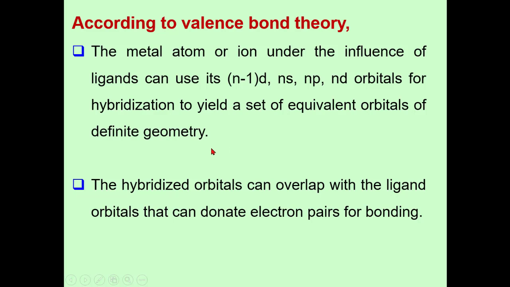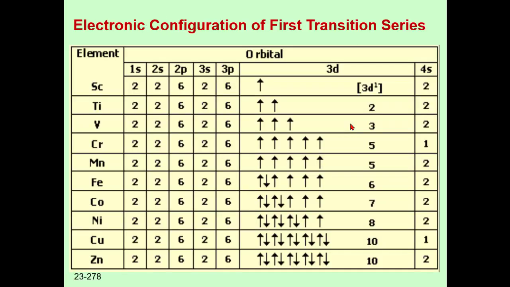So the hybridized orbitals can overlap with the ligand orbitals that can donate an electron pair for bonding, and then the new structure of the complex can be formed. So we have to discuss this one by one in detail.